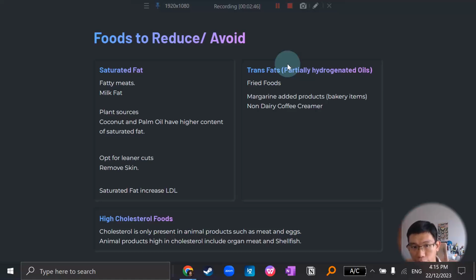the food preparation process. Trans fats are present in fried foods and margarine added products, because it adds that flaky feeling to pastries, but it's actually high in trans fats, and also non-dairy coffee creamer. Cholesterol is only present in animal products such as meat and eggs. Animal products high in cholesterol include organ meat, fowl, or shellfish.